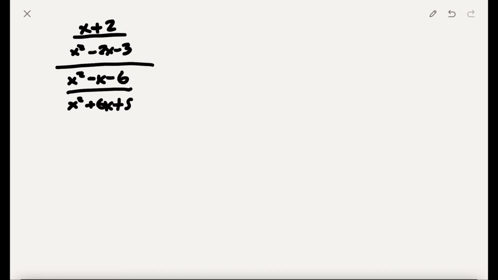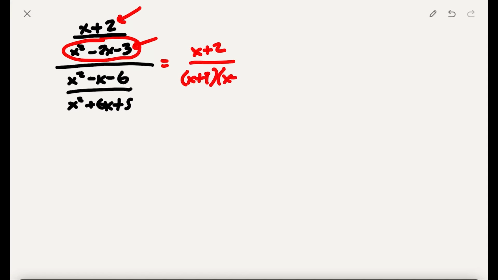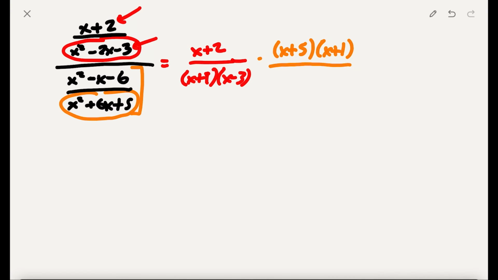So first thing I'm going to do is set this equal to x plus 2 divided by, so there's the x plus 2. Then I'm going to factor this bottom part right here, this numerator of the fraction on the top. It's going to be x plus 1 times x minus 3. Okay. Then I'm going to multiply by the reciprocal of this fraction right here. And I'm going to factor out this bottom part. Since it's on the denominator, now it's going to be in the numerator when we multiply. So that's going to factor to x plus 5 times x plus 1 all over x minus 3 times x plus 2.